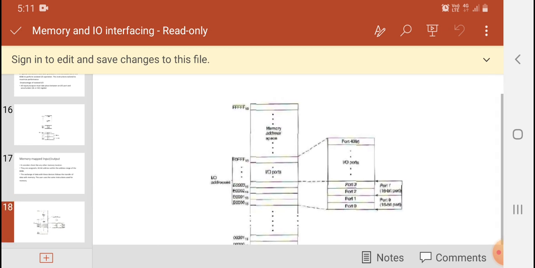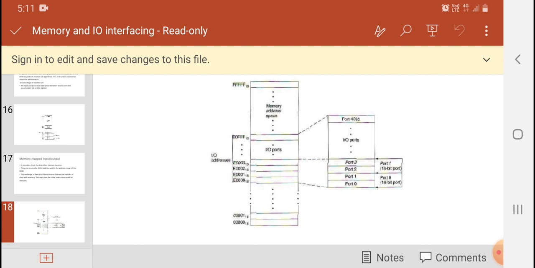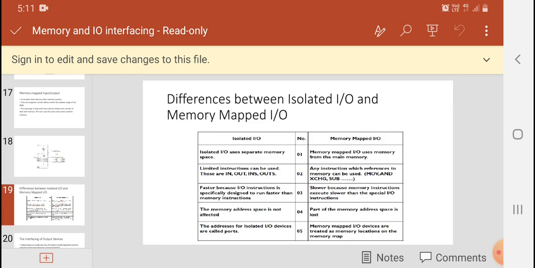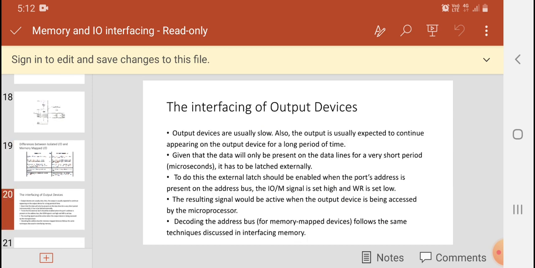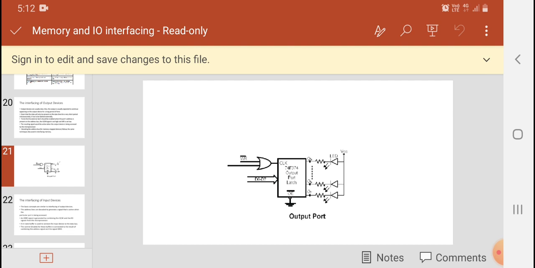You can see here, this is the memory of 8086, which is shared with IO device transfer. So what are the differences, as we said, with IN and OUT being special instructions? Here MOV, XCHG, all those instructions used for 8086 can be used for IO transfer also. And isolated IO is faster, since there is no need of accessing the memory. But in memory mapped, you have to move the data into the accumulator and then to the register, so it is slower. All those advantages and disadvantages you can see, and these are examples of interfacing IO devices.